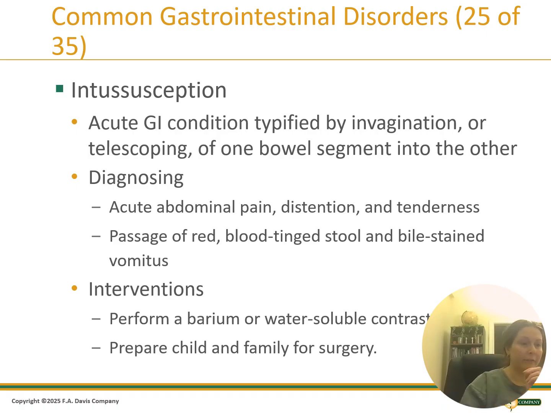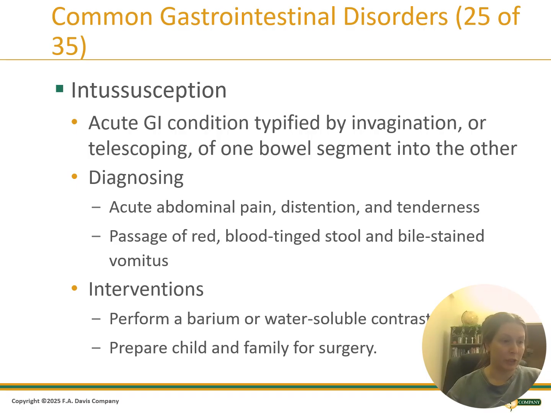Interventions for this include performing a barium or water-soluble contrast enema. These barium enemas are pretty hard on your bowels. You can have a lot of constipation from taking that barium in. So we want to prepare the child and the family to expect that, and to increase their oral intake if possible to help pass that.